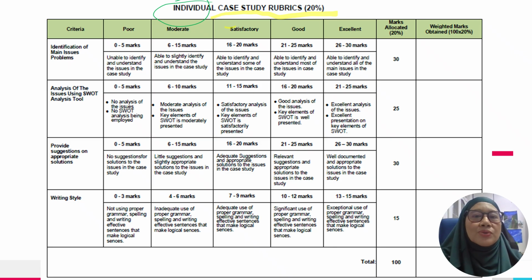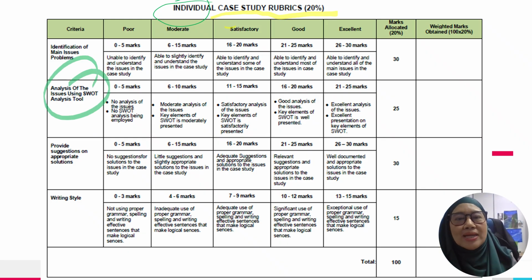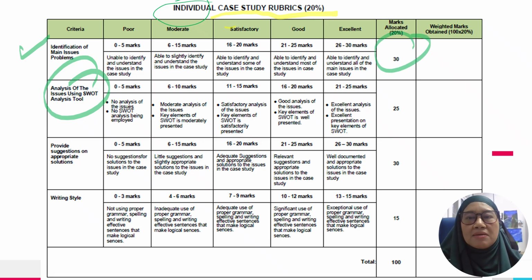This case study is designed to test your ability to analyze real entrepreneur issues using the theories and tools we have covered, particularly your understanding of the entrepreneurship concept and also SWOT analysis. Let's go through each criteria. First, identification of the main issue or problem. This section is worth 30 marks.